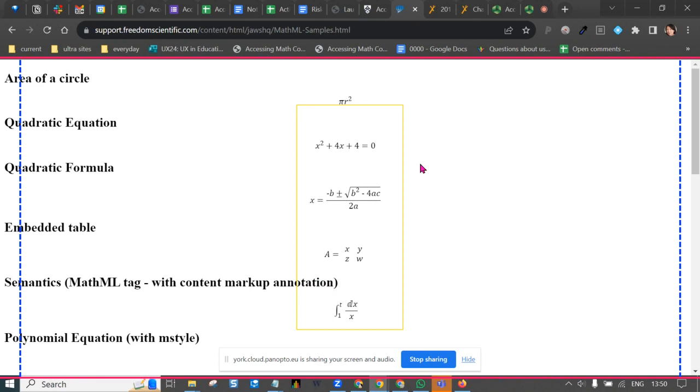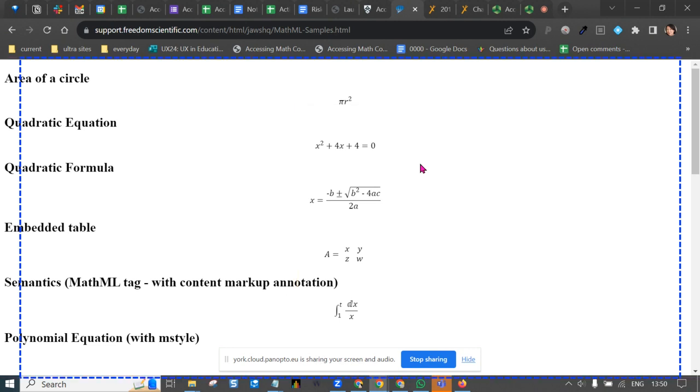Okay, so I have NVDA running with MathPlayer 4. NVDA was installed from the Software Center. MathPlayer 4 was downloaded, but I'll get it added to the Software Center. And I guess a machine restart absolutely helps as well.